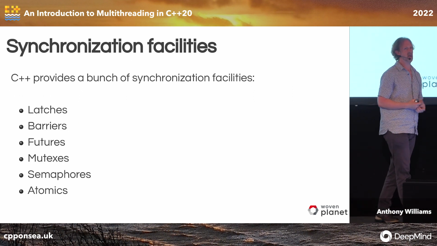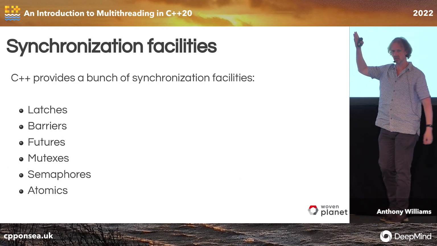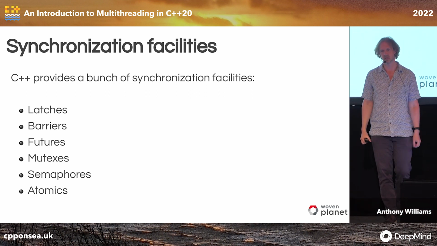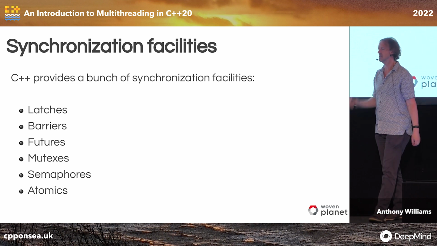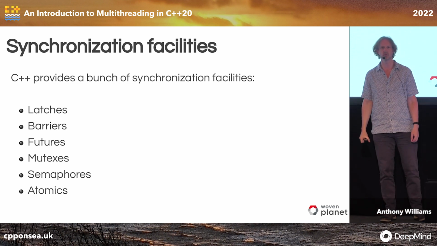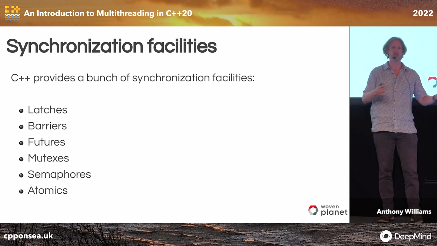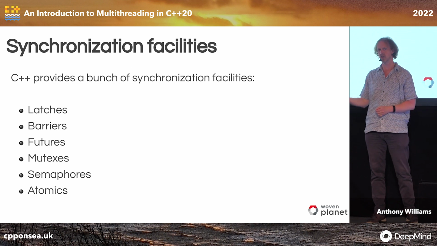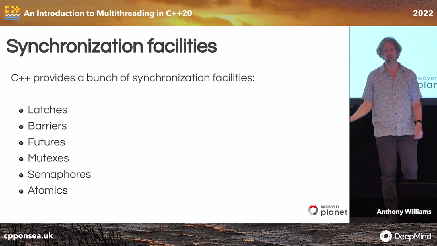In C++20, we have lots of synchronization mechanisms. We have latches. We have barriers. We have futures, mutexes, semaphores, and atomics. These are listed in the order in which I think you should reach for them. If you have a problem that can be solved using a latch, use a latch. If it can't be done with a latch, but it could be done with a barrier, use that.